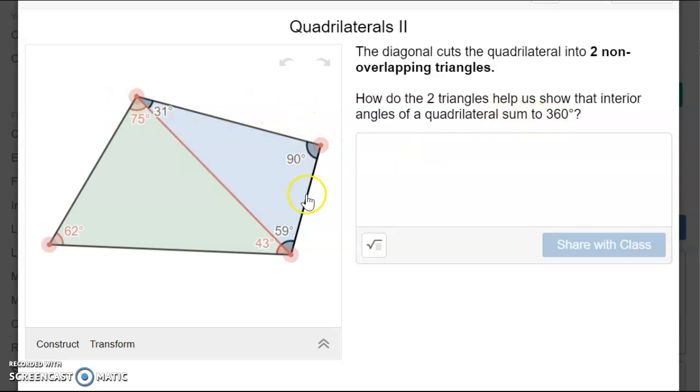Well, we know that this blue triangle adds to 180. The green triangle adds to 180. Notice that these two angles form the interior angle of the quadrilateral, and these two angles form the interior angle, plus this angle and this angle. That means we're really talking about 180 plus another 180. That's going to be 360.